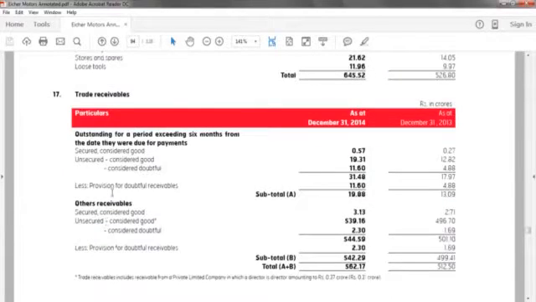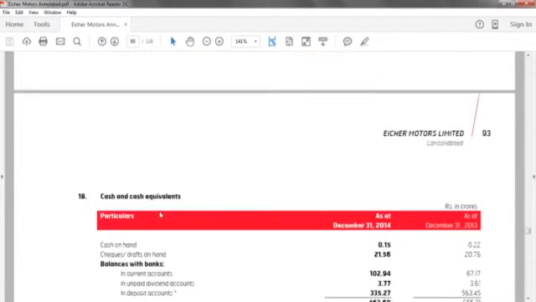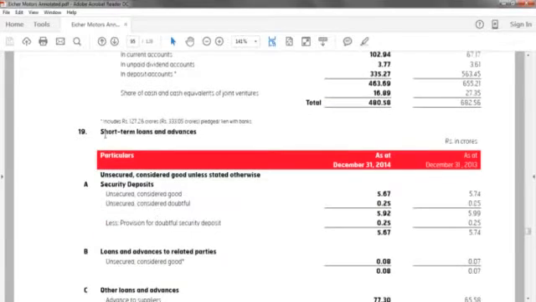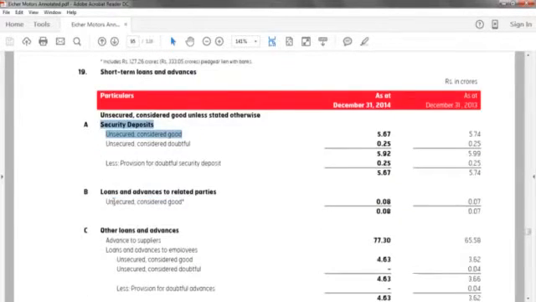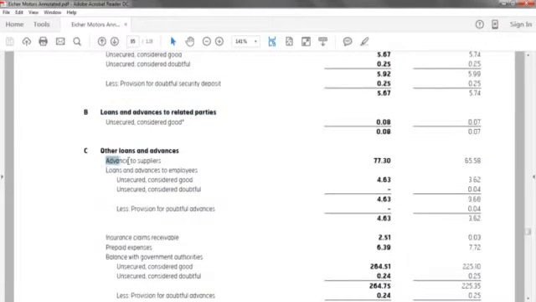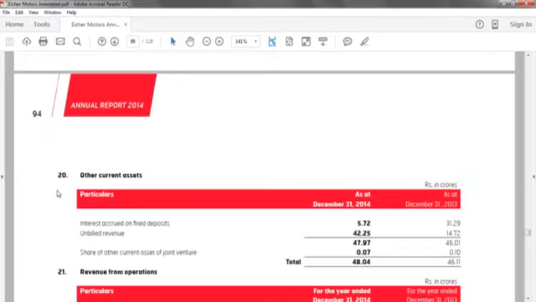Trade receivables. What are the trade receivables that they have? Outstanding for a period exceeding 6 months. Secured considered good, unsecured considered good, unsecured considered doubtful, and all those are given there in detail. And then you have cash and cash equivalents, short-term loans and advances, any security deposits that you have given, any loans to related parties, similar group companies, loans given to those, any advances given to suppliers, etc. will come under other loans and advances, right?